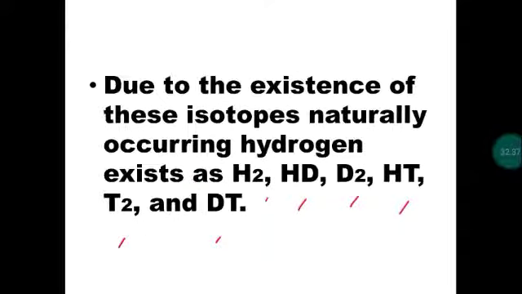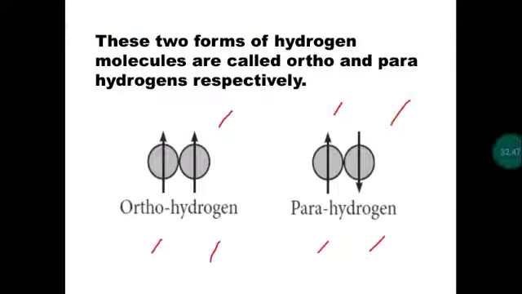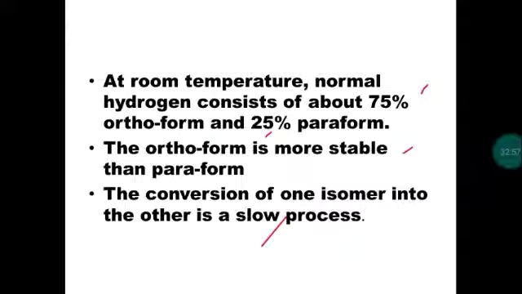Individual hydrogen atoms are highly unstable, so hydrogen always exists in the form of a diatomic molecule. When we consider a hydrogen molecule, the nuclei of 2 hydrogen atoms can spin in the same direction, which is called orthohydrogen. The nuclei of 2 hydrogen atoms can spin in opposite directions, which we call parahydrogen. At room temperature, orthohydrogen will be 75% and parahydrogen will be 25%.